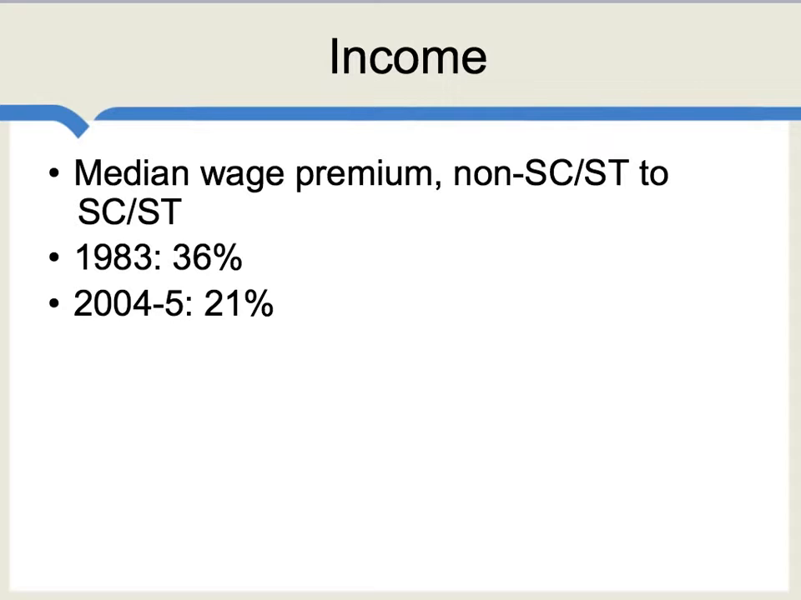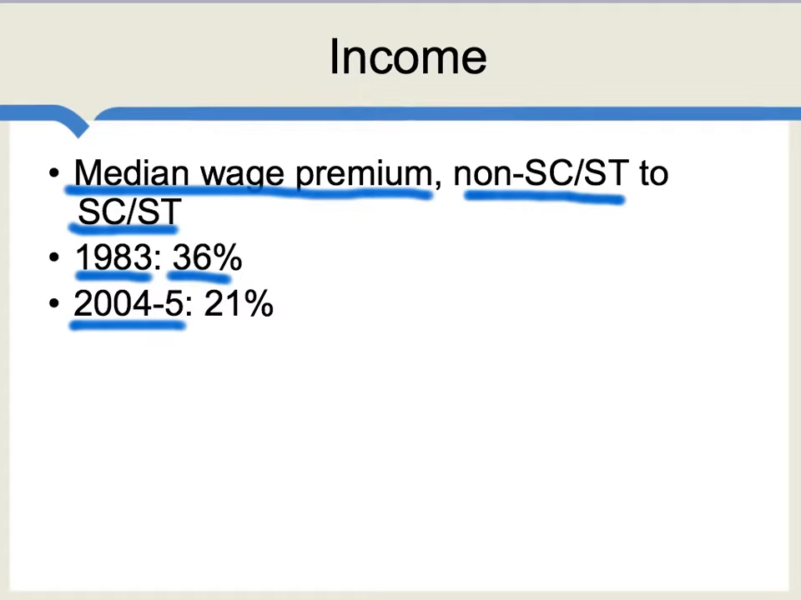Now let's consider income, specifically the median wage premium, comparing the non-scheduled caste and scheduled tribes groups to the scheduled caste and scheduled tribes groups. As of 1983, the non-scheduled castes and scheduled tribes enjoyed a median wage premium of 36%. By 2004-2005, that premium had fallen to about 21%. Just to put that in perspective, that's smaller than the gap between white and African American incomes in the United States.